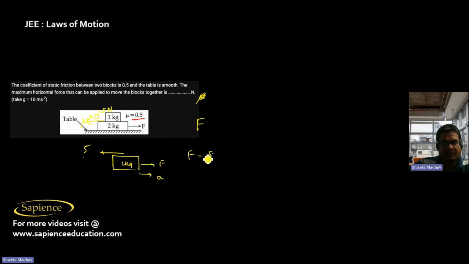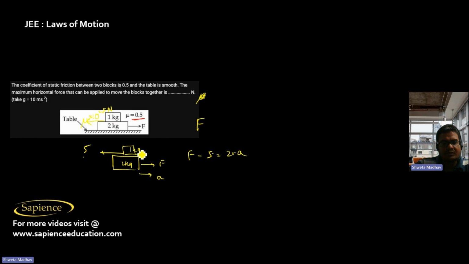this will be F, and here frictional force will act, that is mu N. So that is mu into 10, that is 5 Newton, since mu is 0.5. So if you draw the free body diagram of this 2 kg block, then it will be F here, and here the frictional force, that is 5 Newton. So F minus 5 is equal to ma, 2 into a.